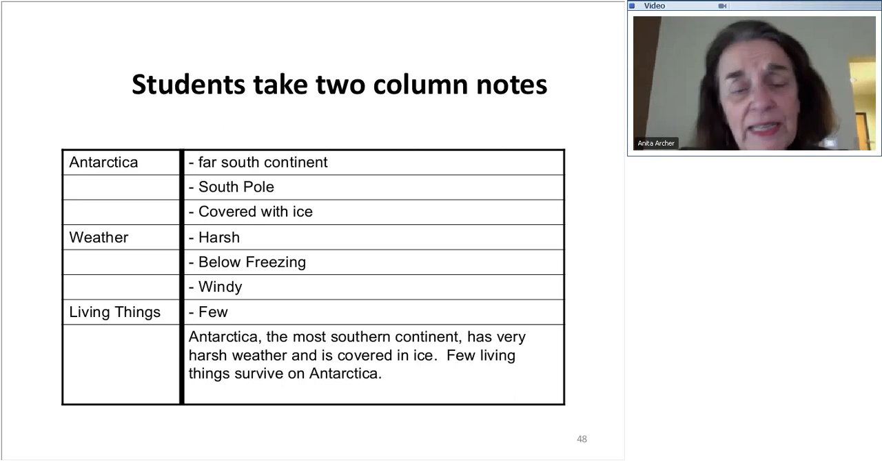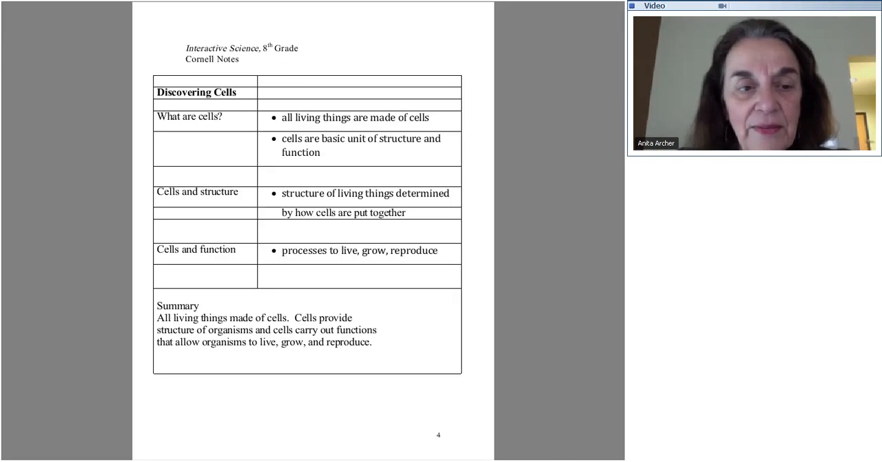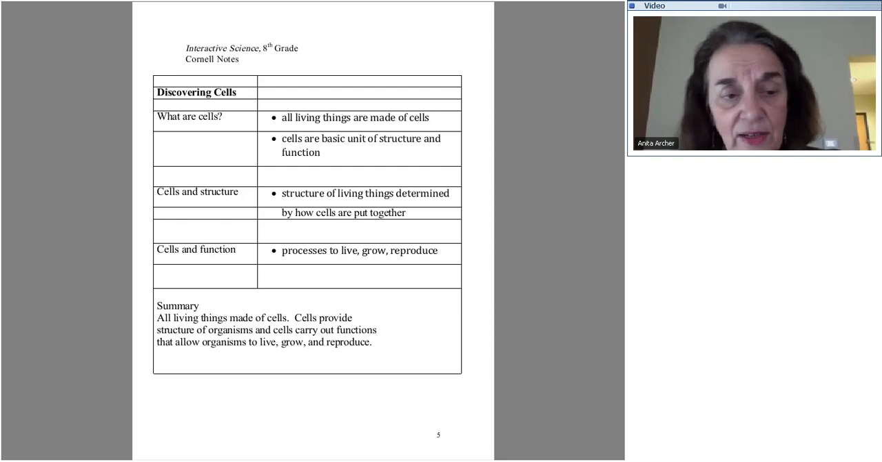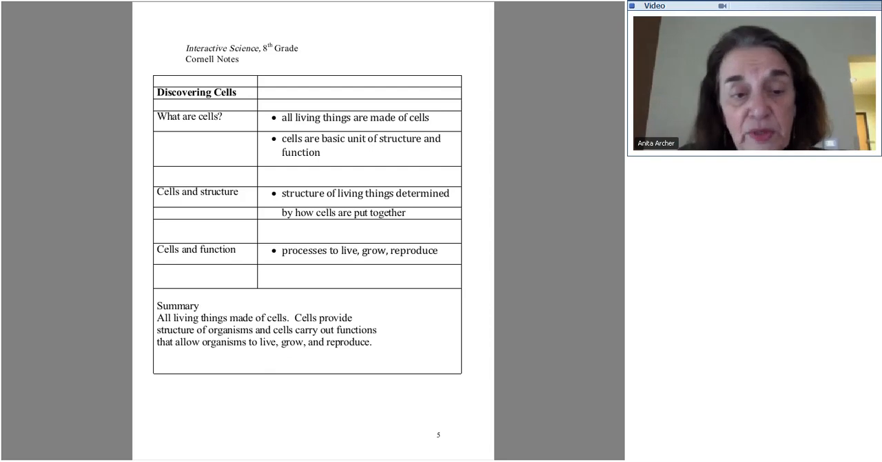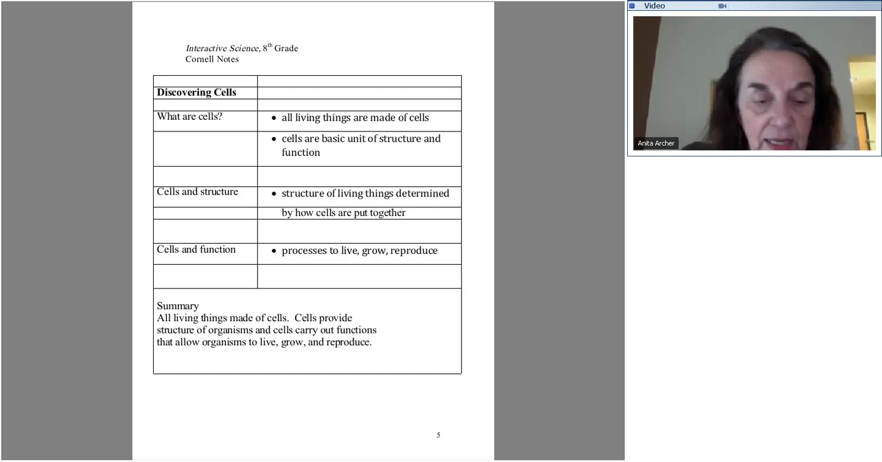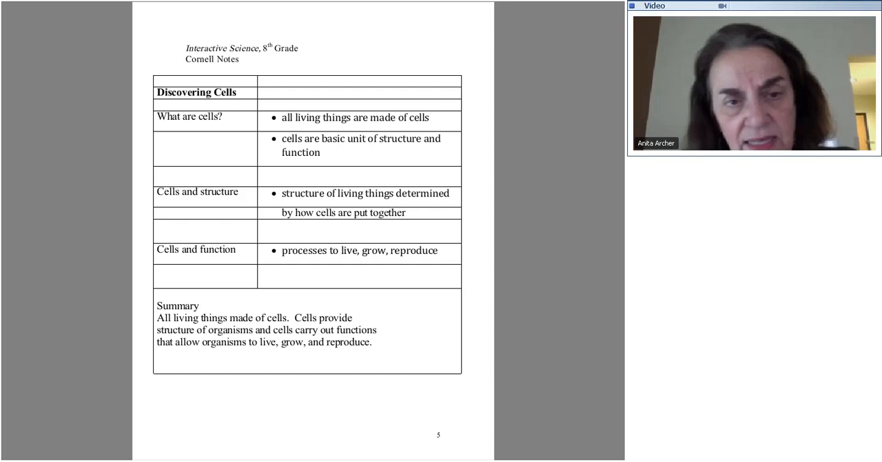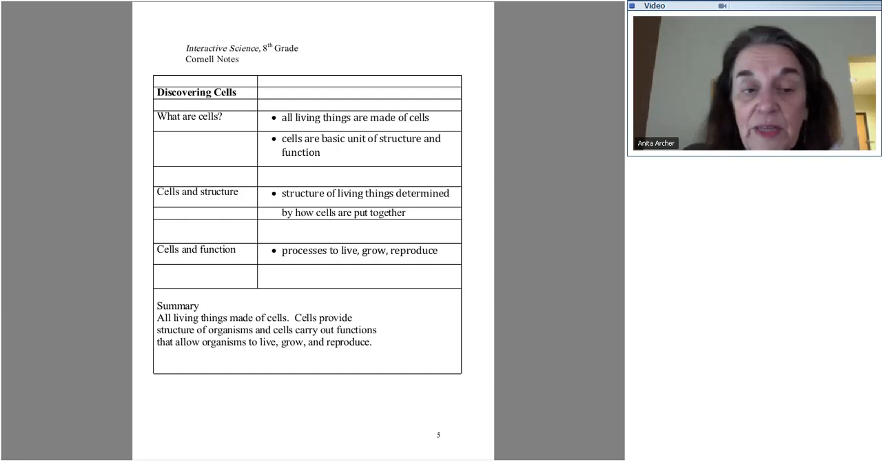Well, I gave you another example, again, just to prove that this isn't just for elementary. This is an 8th grade interactive science book. And they have as the main heading, Discovering Cells. And then each of these are for a very short paragraph or two so that the students could just copy the subheading and then put the details in the second column. And so what are cells? All living things are made of cells. Cells are basic units of structure and function. Cells and structure. Structure of living things is determined by how cells are put together. Cells and functions. And then at the end of the page, we write a summary. So here we have 2 very different examples, elementary and secondary, but Cornell notes would work in both situations.